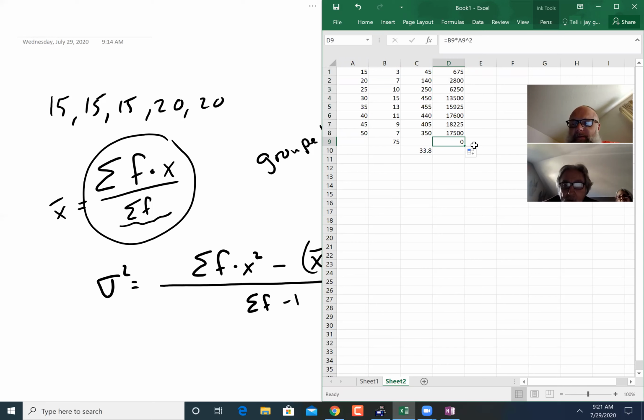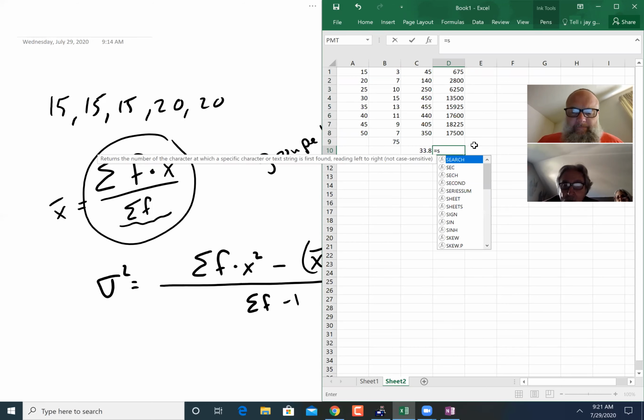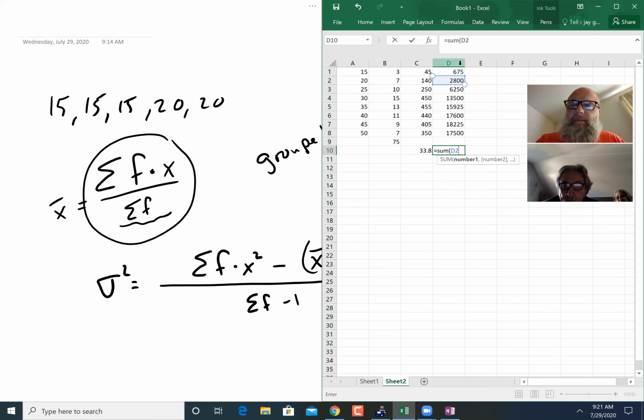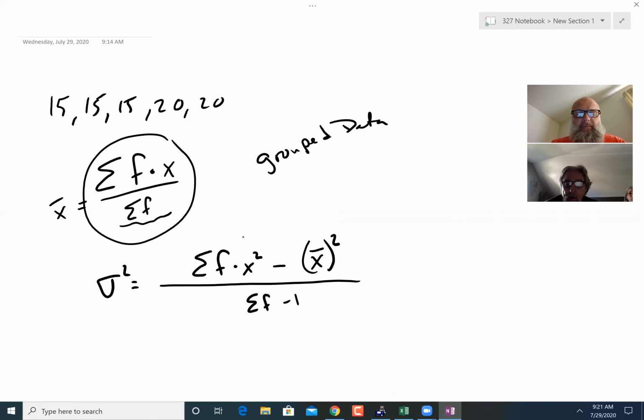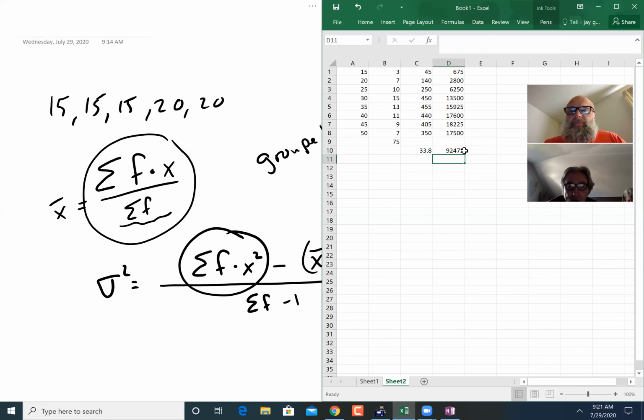Okay, I don't know why that's there. Go away. Got it. Then the formula says to take the sum of those. Actually, first I'm going to do the sum right here. Equals sum of these. Did it do it right? No, it didn't do it right. That's terrible. Try that again. That is this piece right here that we're looking at. So that's that 9240 whatever bit.